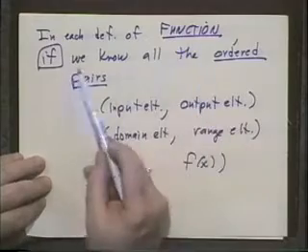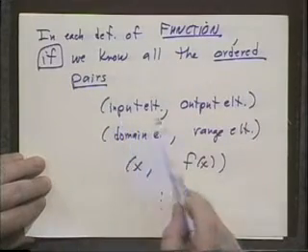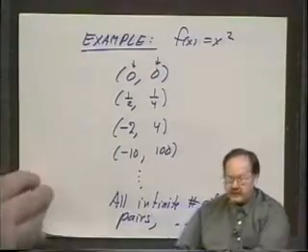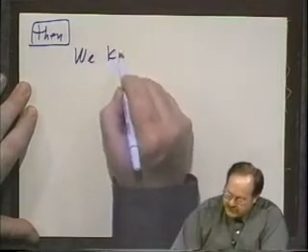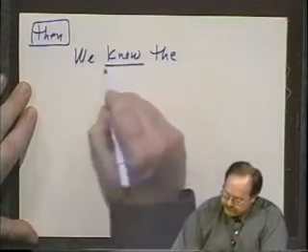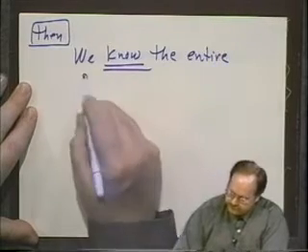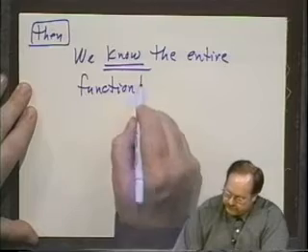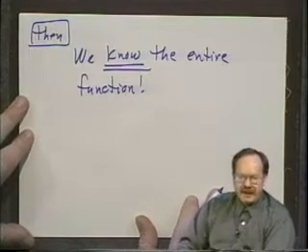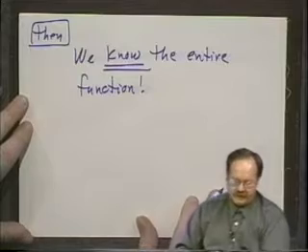Remember what I was saying there, continue back here. If each definition of function, if we know all the ordered pairs, whether you think of them as input, output, domain, range, x, f of x, or in this case, an example of a particular function, then, here comes the then that goes with that previous if, then we know the entire function. It suffices to have all of those pairs, because that tells us how everything works.